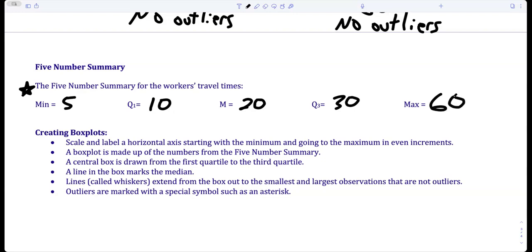And so now what I want to do is show you how to use your calculator to calculate the 5-number summary. And we're also going to create a box plot using our calculator. Okay, so let's do that.